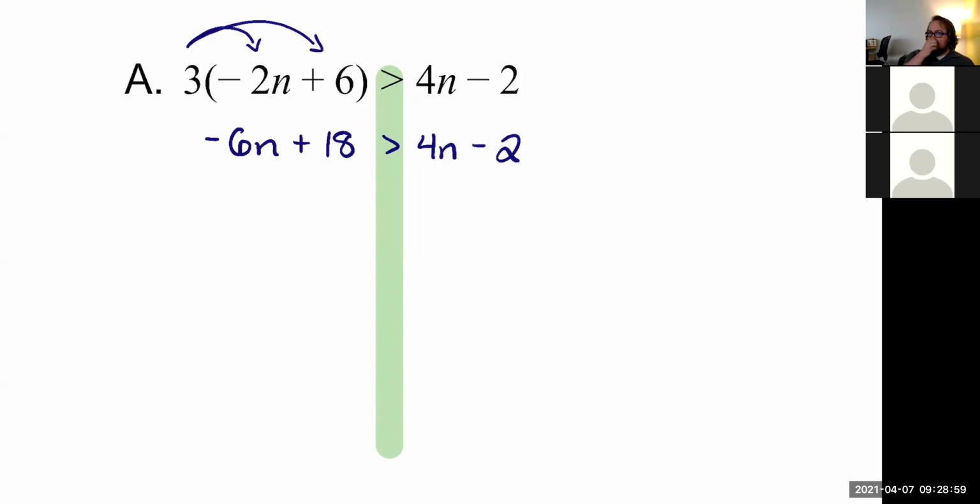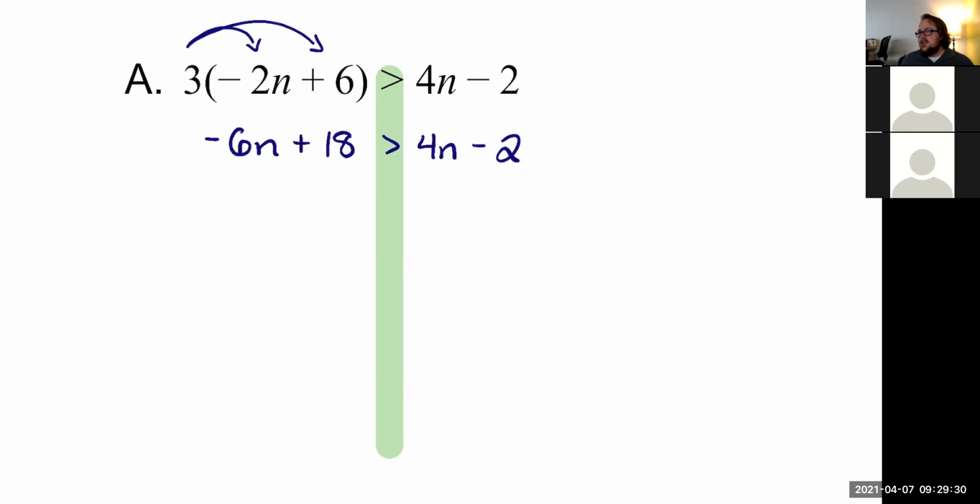Step 2, what do we always check for next? Like terms. Do we have any like terms? What about the negative 6n and the 4n? They're on opposite sides. So by definition, they are not like terms. So step 2 doesn't necessarily apply here. Step 3, what do we consider? Getting the variable on one side, and that's especially important when it is on both sides.